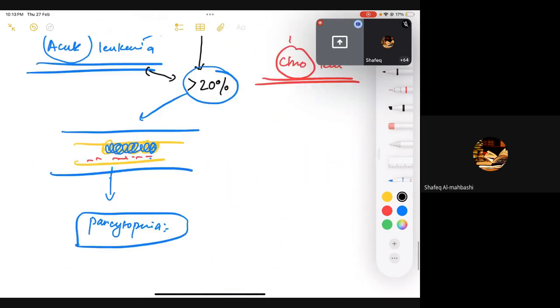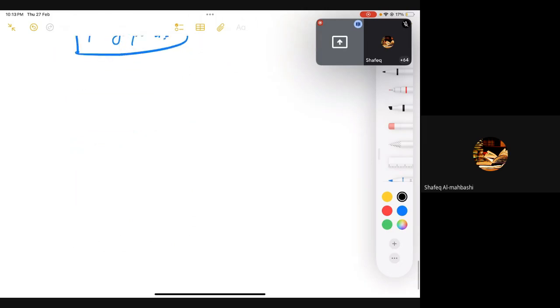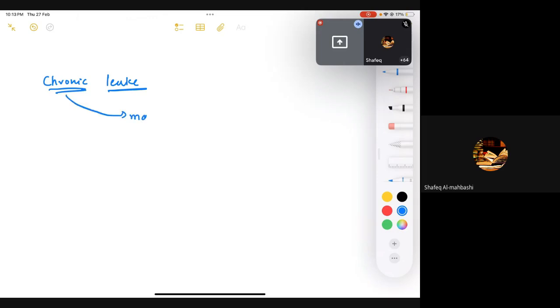So now let's discuss chronic leukemia. I think we have discussed acute, so chronic is going to be so much easier. Chronic leukemia. Again, we have leukemia. It's a neoplastic proliferation, a cancer, right? And chronic, we discussed, is a cancer of your mature cells, not your blasts, right?